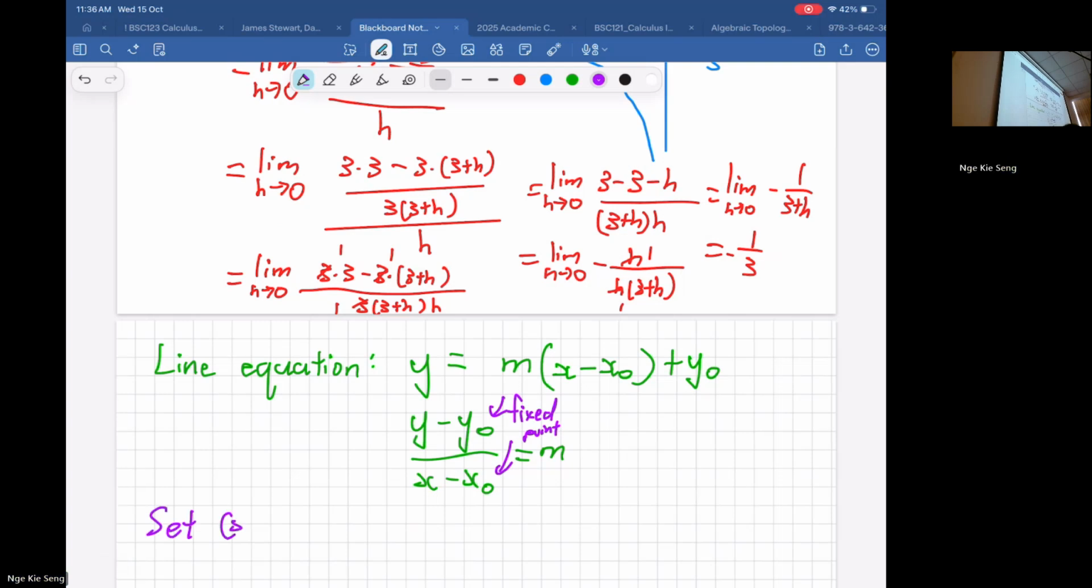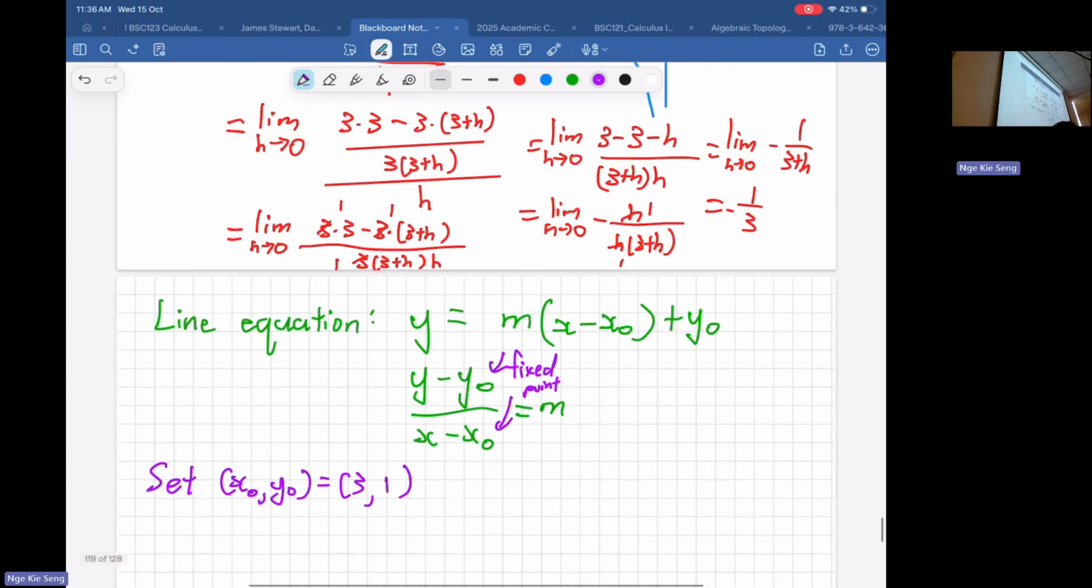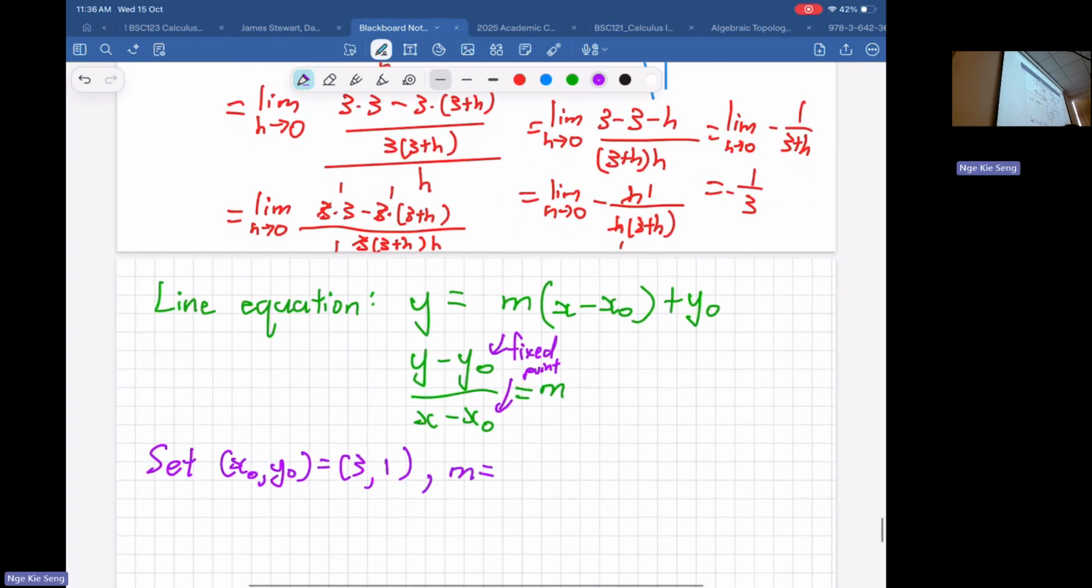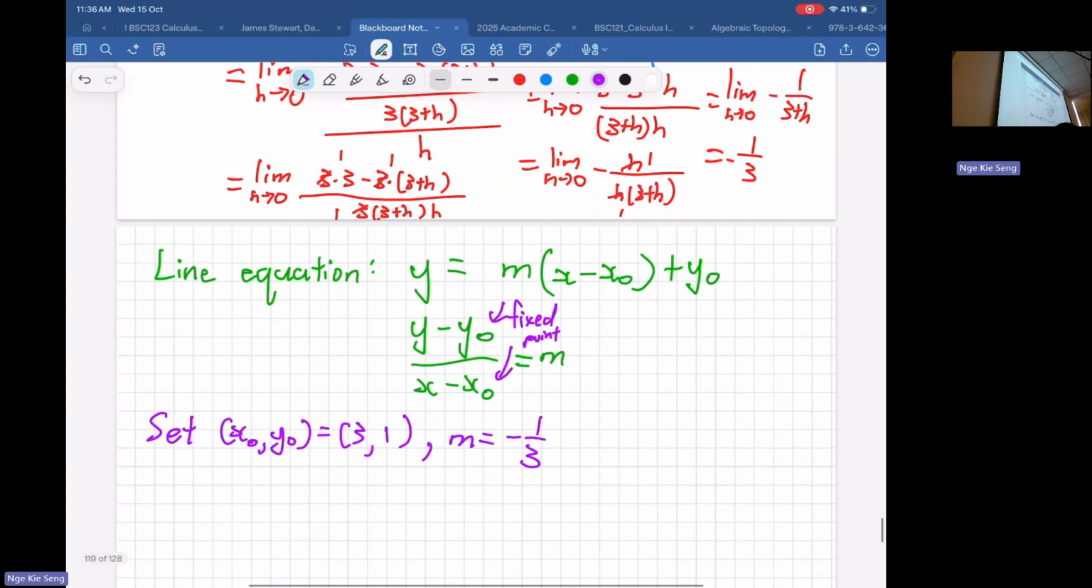Set x naught, y naught to be 3 and 1. Okay, and our m is minus 1 over 3. So all together we get y equals minus 1 over 3 times (x minus 3) plus 1.